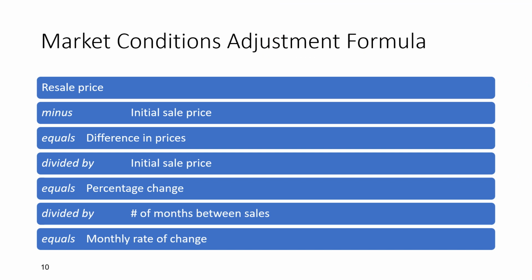Market conditions adjustment formula. Resale price minus initial sale price equals the difference in prices, divided by the initial sales price equals the percentage of change, divided by the number of months between sales equals the monthly rate of exchange.